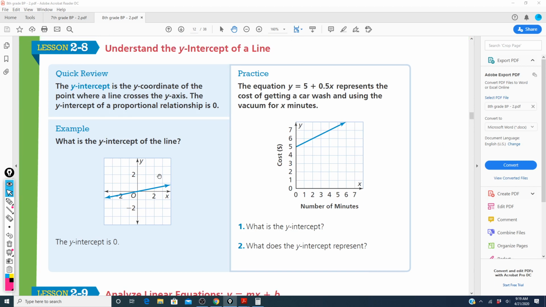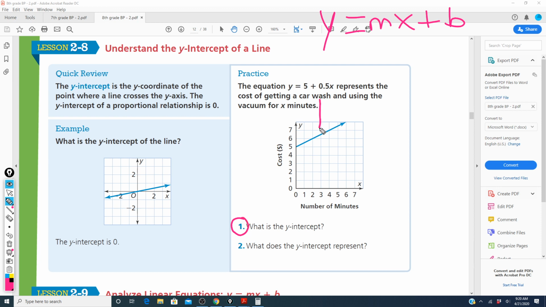So in this instance, understanding the y-intercept of a line. I would hammer it into the head there: y equals mx plus b. And you see on this, it says the equation y equals 5 plus 0.5x represents the cost of getting a car wash and using the vacuum for x minutes. Number one, what is the y-intercept?